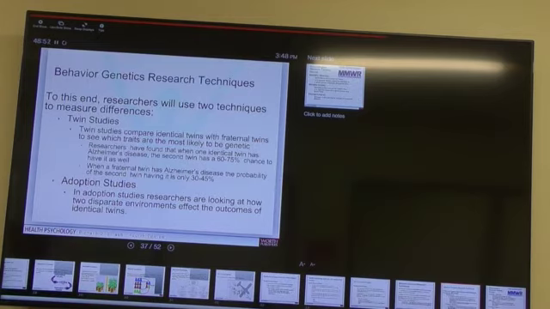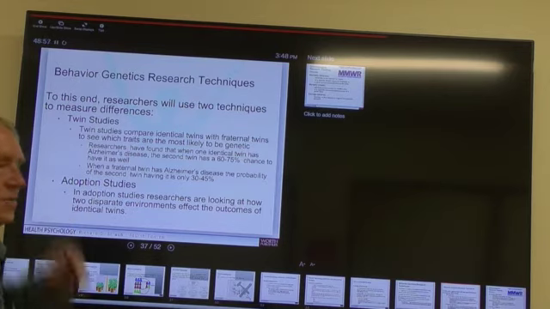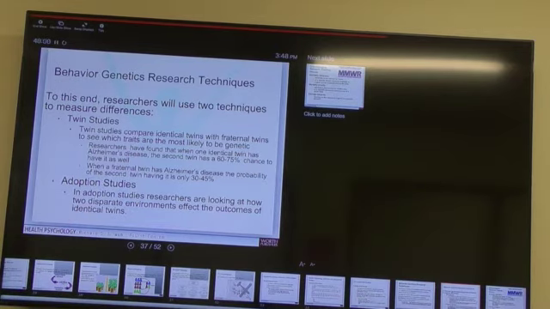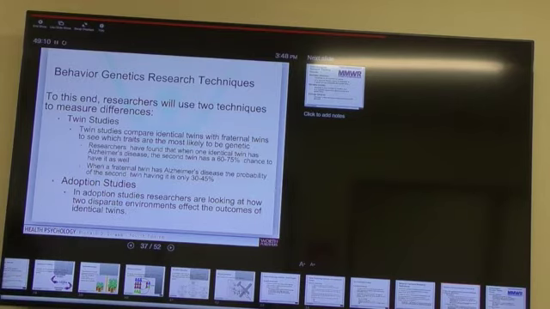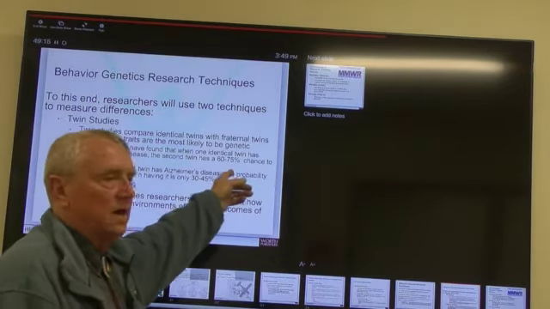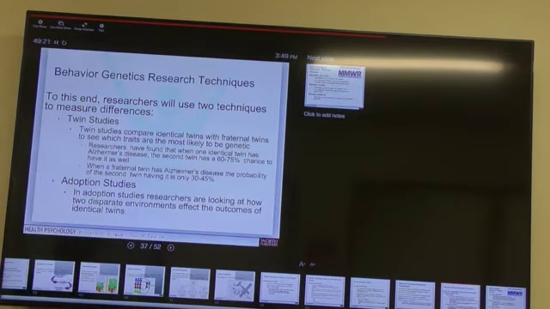To this end, researchers will use two techniques to measure differences. One is twin studies and the other is adoption studies. The twin studies compare identical twins with fraternal twins to see which traits are the most likely to be genetic. So by looking at twin studies, we've determined that Alzheimer's disease is a genetic disease. If one of the twins has Alzheimer's disease, the other one has a 60 to 75% chance of getting Alzheimer's disease. When it's a fraternal twin, it's only 30 to 45%.